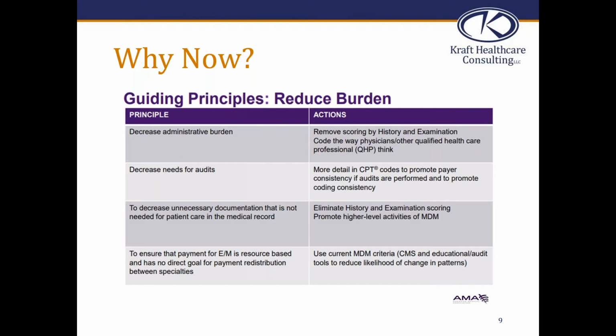They're hoping that by providing more detail in CPT codes, as far as audits are concerned, they'll have payer consistency if the audits are performed, and to promote coding consistency. Even out there between the MACs and the regions, we always know there's a little bit of difference in our commercial payers, Blue Cross versus UHC, Aetna, whatever. But with Medicare, even the regional MACs, there were some differences in how those were done. So they're hoping that they can get it more uniform.